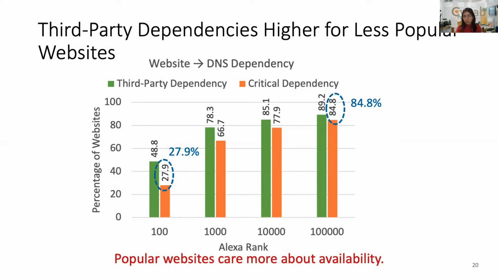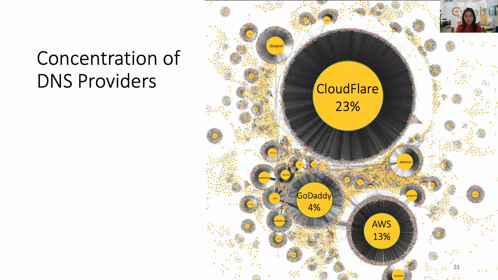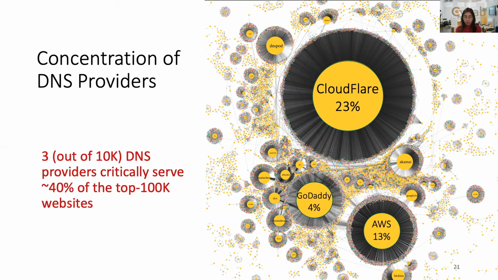Now, since third-party dependencies are very prevalent, it raises the question of how concentrated various providers are. The greater the concentration, the greater the single points of failure. This is a dependency graph of website to DNS dependency, where each edge shows the dependency of a website on a third-party DNS provider. The size of each node here is proportional to its in-degree, which in the case of a DNS provider is the number of websites using it. We observe that the topmost DNS provider, Cloudflare, alone serves 23% of the top 100,000 websites. In general, only the top 3 serve almost 40% of the websites, when the total DNS providers we observe are almost 10,000. This indicates the DNS space is highly concentrated.